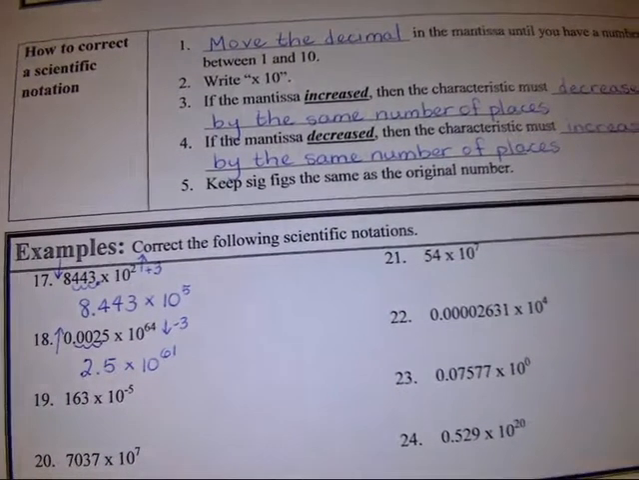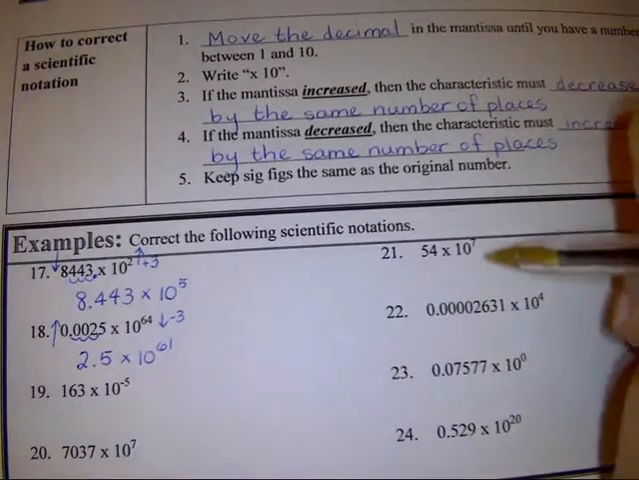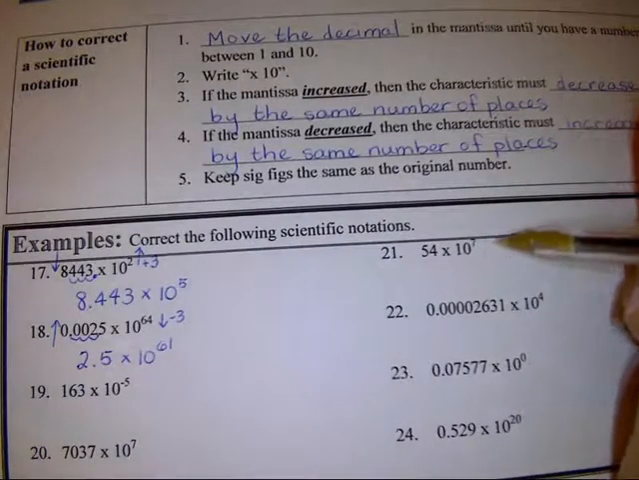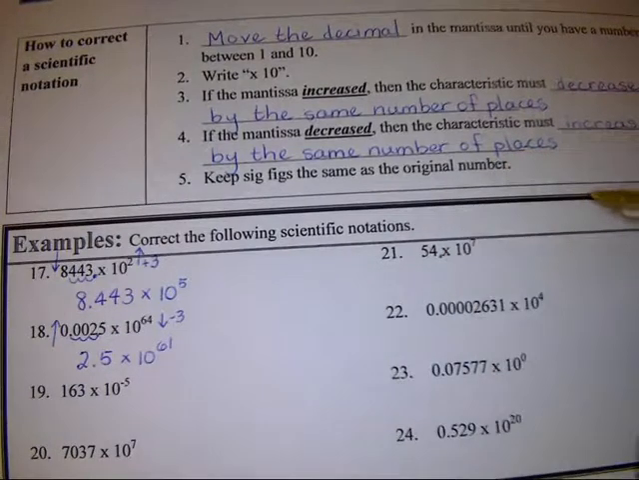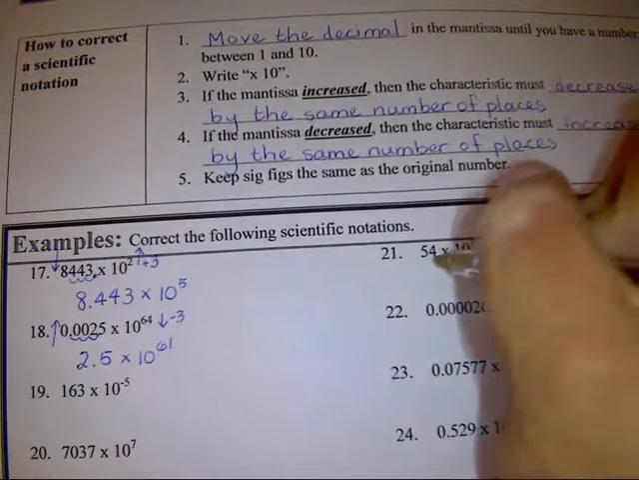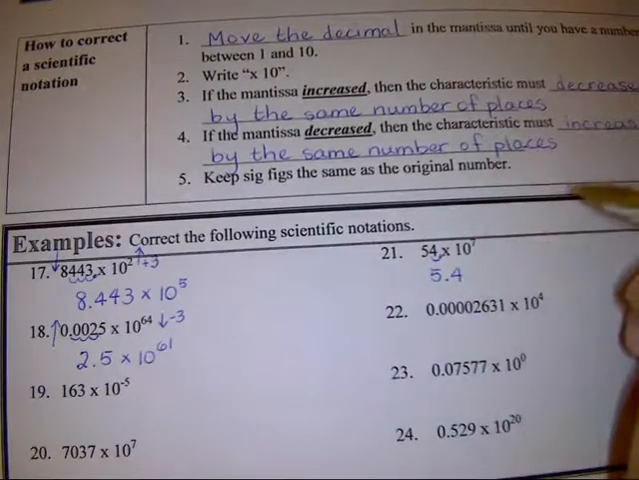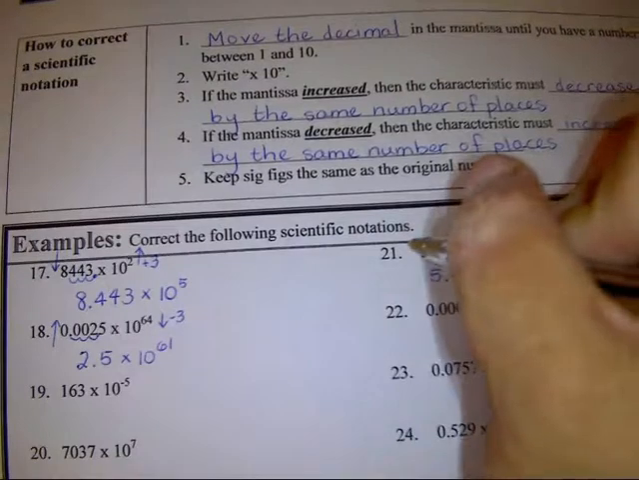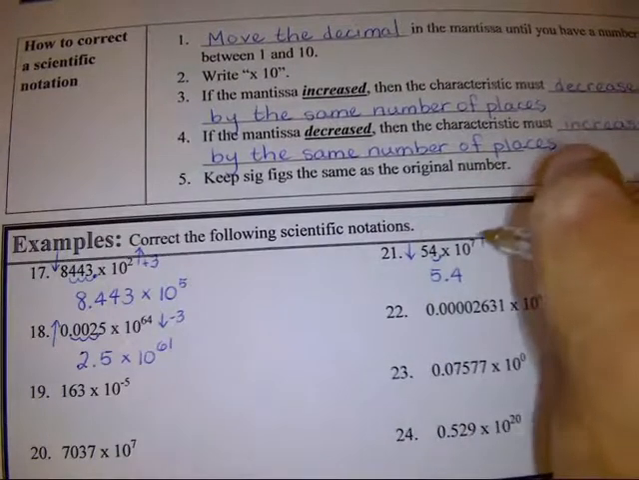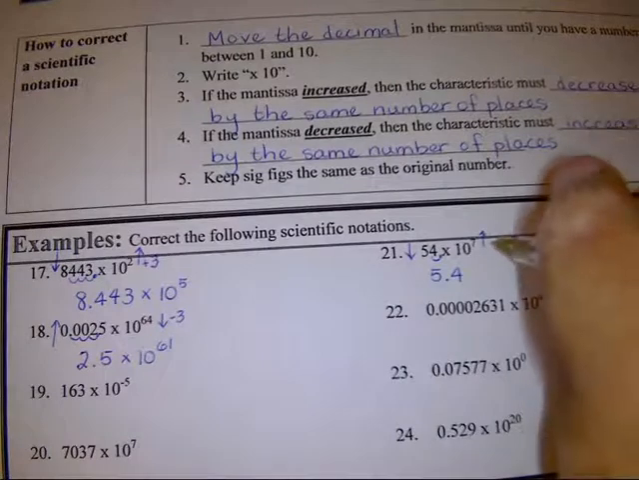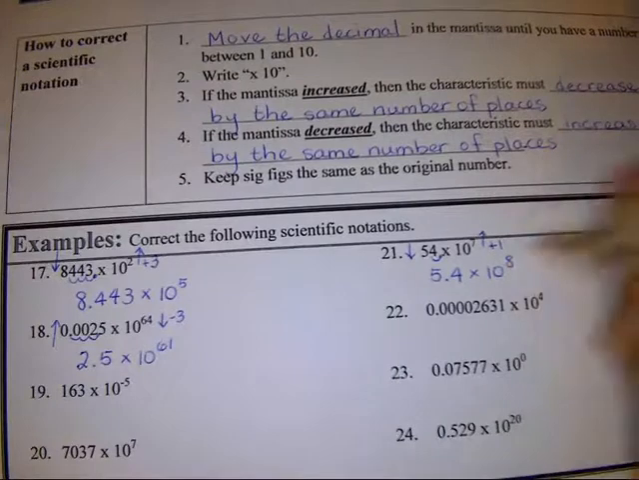Let's try a few more together. Number 21. 54 times 10 to the 7th power. The original decimal is after the 4. We need to move it so that we get 5.4. From 54 to 5.4, we have decreased the mantissa by 1 place. So we must increase the characteristic by adding 1. So it would be times 10 to the 8th power.